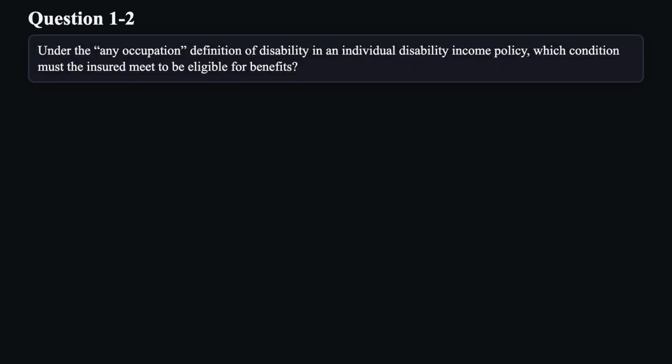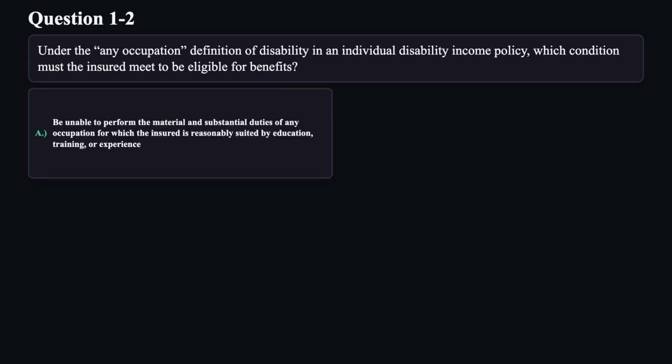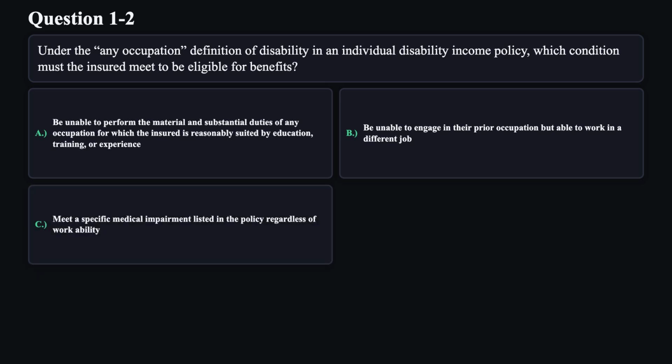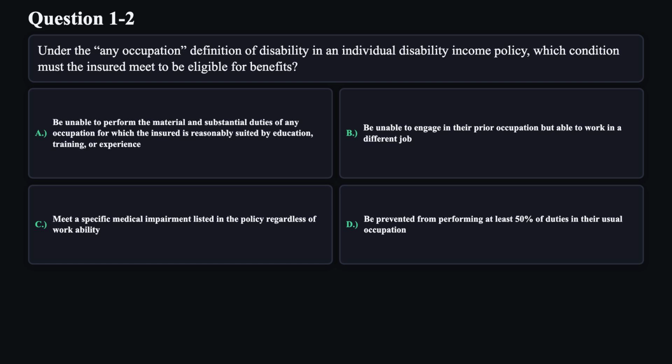Question 2. Under the any occupation definition of disability in an individual disability income policy, which condition must the insured meet to be eligible for benefits? A. Be unable to perform the material and substantial duties of any occupation for which the insured is reasonably suited by education, training, or experience. B. Be unable to engage in their prior occupation but able to work in a different job. C. Meet a specific medical impairment listed in the policy regardless of workability. D. Be prevented from performing at least 50% of duties in their usual occupation.